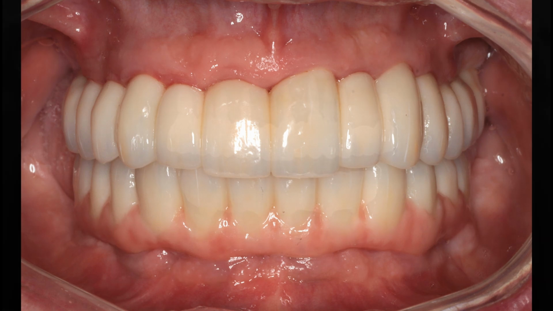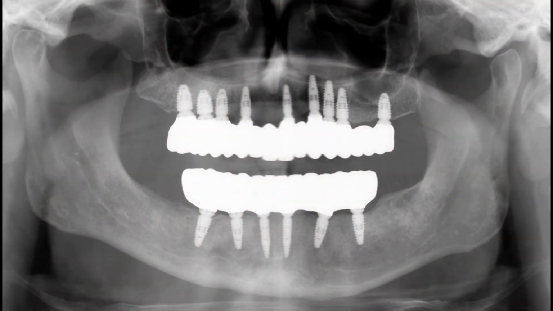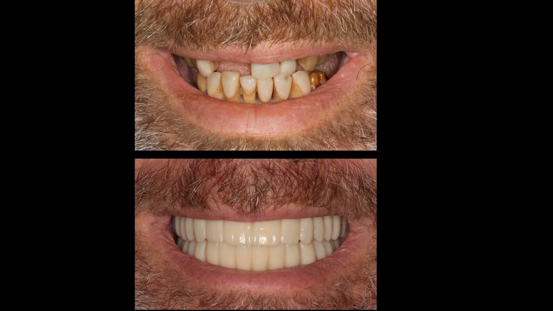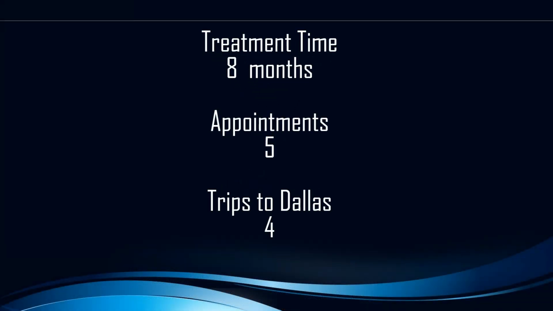Here's his final panoramic x-ray. Before and after lips retracted. Before and after smile. This treatment took us 8 months, 5 appointments, 4 trips to Dallas.